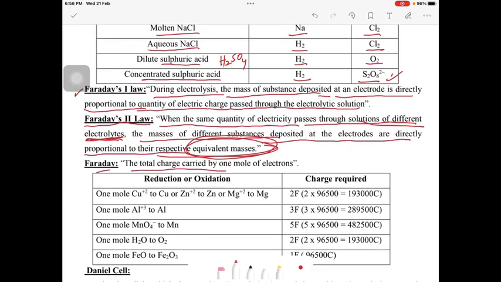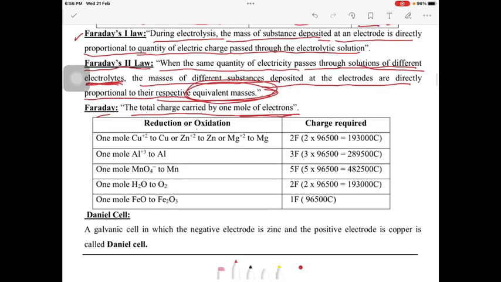Faraday: the total charge carried by 1 mole of electrons. Reduction or oxidation charge required: 1 mole of Cu2+ to Cu, Zn2+ to Zn, Mg2+ to Mg, 2 Faradays required. In coulombs, 2 into 96,500, that is 1,93,000. Why? Because the +2 charge is converted to 0.